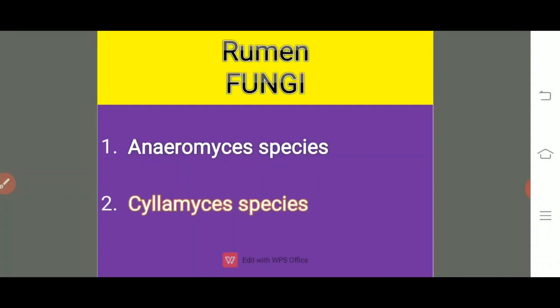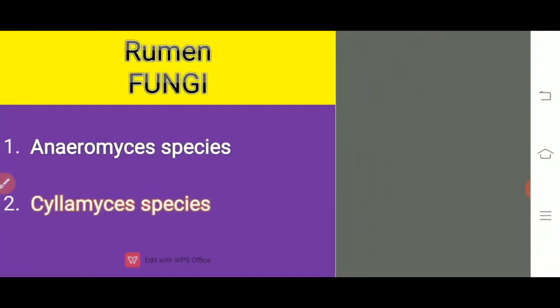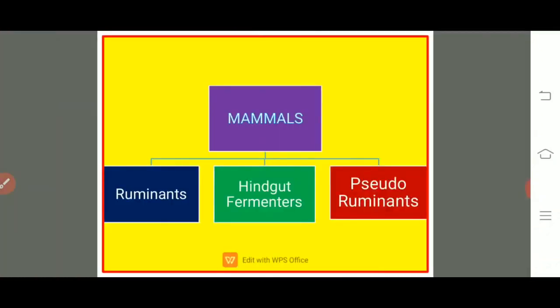All of them live in the alimentary canal of the herbivorous mammal, and they are responsible for the digestion of cellulose by secreting cellulase enzyme. Based upon the location where the digestion of cellulose takes place, mammals are categorized into three groups, namely ruminants, hindgut fermenters and pseudo-ruminants.